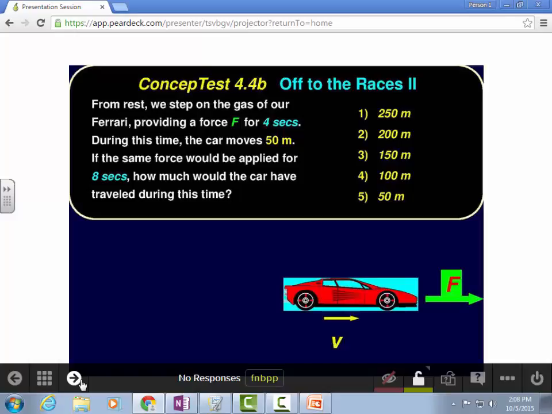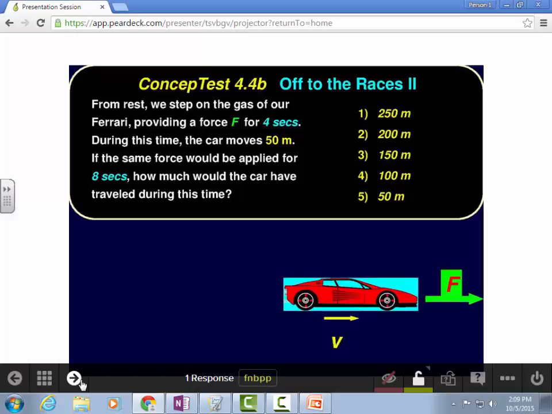So, now you need to actually really get your hands dirty. From rest, we step on the gas of our Ferrari, provide a force F for 4 seconds. During this time, it moves 50 meters. If the same force were applied for 8 seconds, how much would the car have traveled during this time?